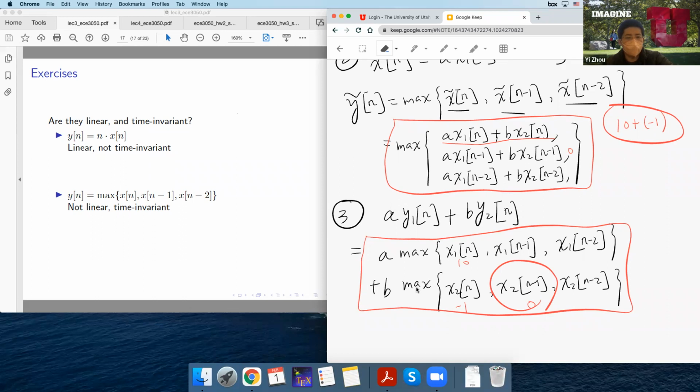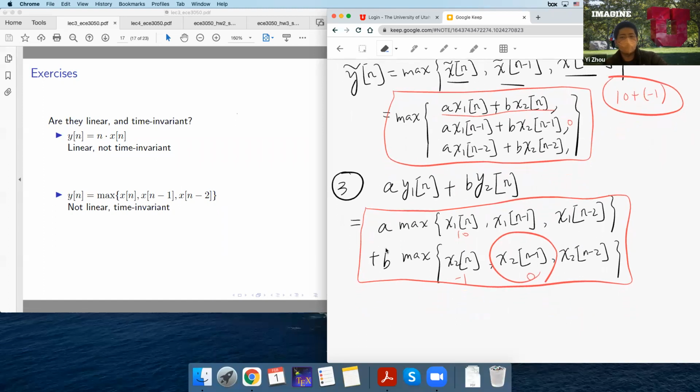But I think your idea is also very useful here. Another way to create a counterexample is to consider when this coefficient B is negative. Then if you put B inside the maximum, that will give you a minimum of the negative numbers. So in that way, it might be easier to construct more counterexamples. But here B should be outside.